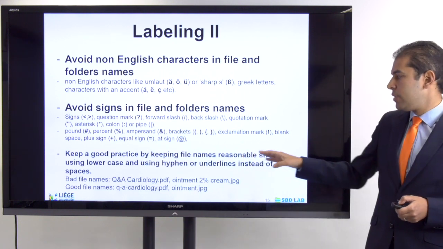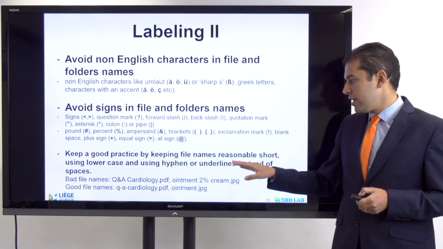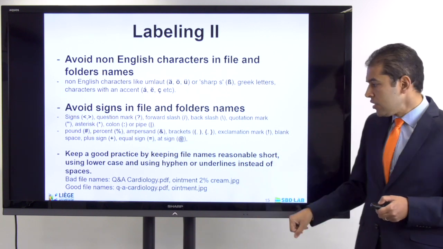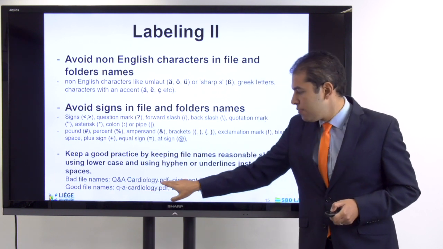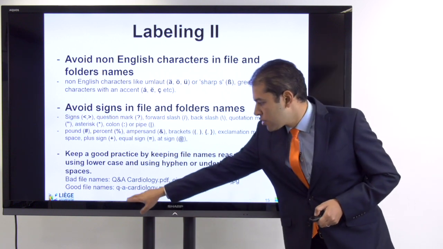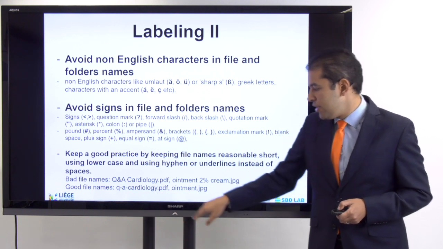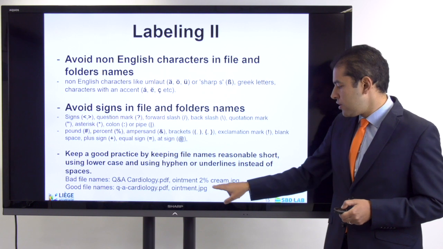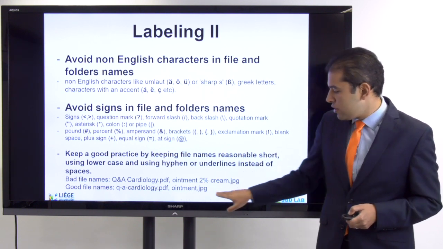Now keep a good practice by keeping file names reasonably short, using lowercase, and using hyphen or underscore instead of spaces. So this is a bad file name: Q and A space cardiology period PDF. How to do it correctly? You can say Q underscore or minus A minus or underscore cardiology period PDF. The same here with this file: ointment space 2% space screaming. This should be eliminated. Just write ointment period JPEG.